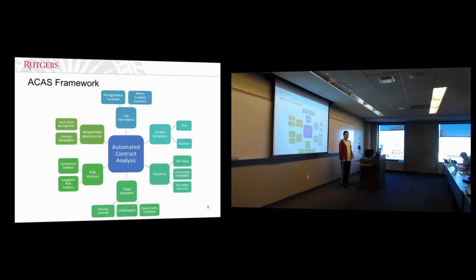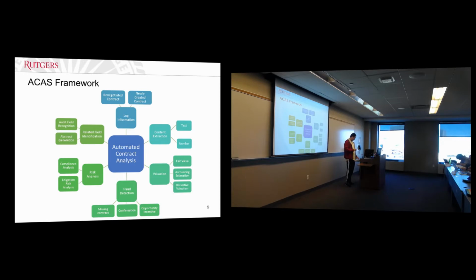So this is the proposed ACAS system, automated contract analysis system. It has 6 major parts: content extraction, valuation, fraud detection, risk analysis, related field identification, and log information.